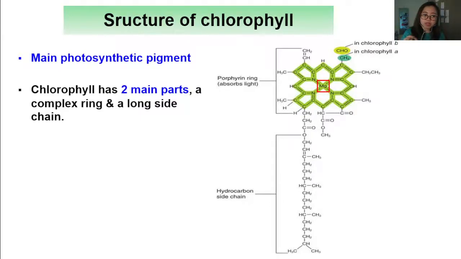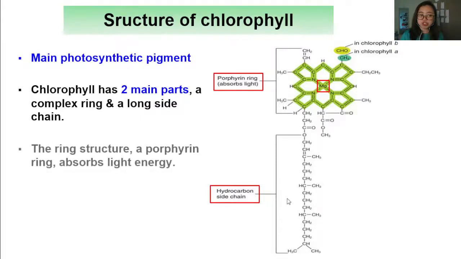The molecule itself, the chlorophyll, has two main parts, a complex ring and a long side chain. So you have over here your porphyrin ring, which is also called the complex ring. And you have down here the side chain, or the hydrocarbon side chain.